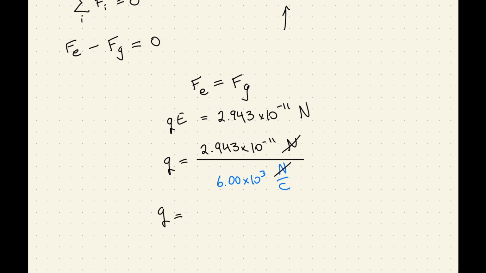So I'm going to plug this into the calculator. We got 2.943 times 10 to the negative 11. Messed up something on my calculator. Divide that whole thing by 6 times 10 to the 3. And we got 4.905 times 10 to the minus 15 coulombs.